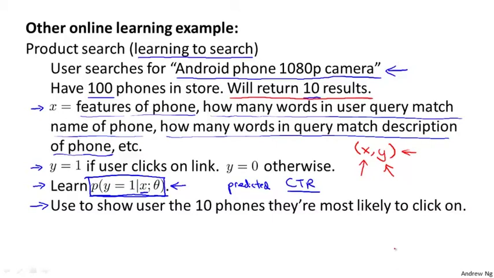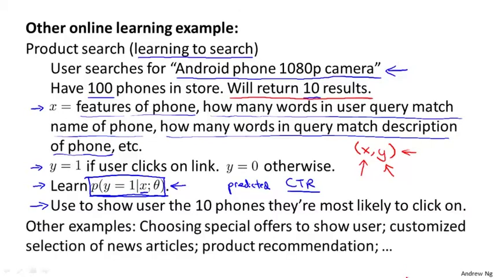So this is a product search problem. We're learning to rank phones, learning to search for phones example. I'll quickly mention a few others. One is if you have a website, you're trying to decide what special offers to show the user. This is very similar to phones. Or if you have a website and you show different users different news articles. If you're a news aggregator website, then you can again use a similar system to show the user what news articles they are most likely to be interested in, and most likely to click on.